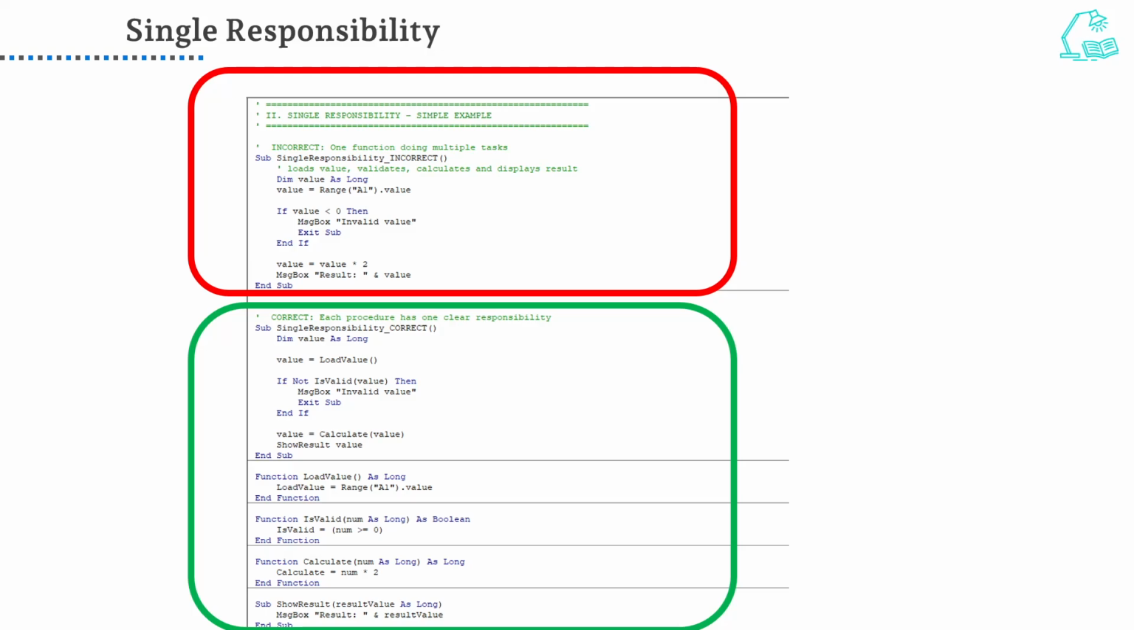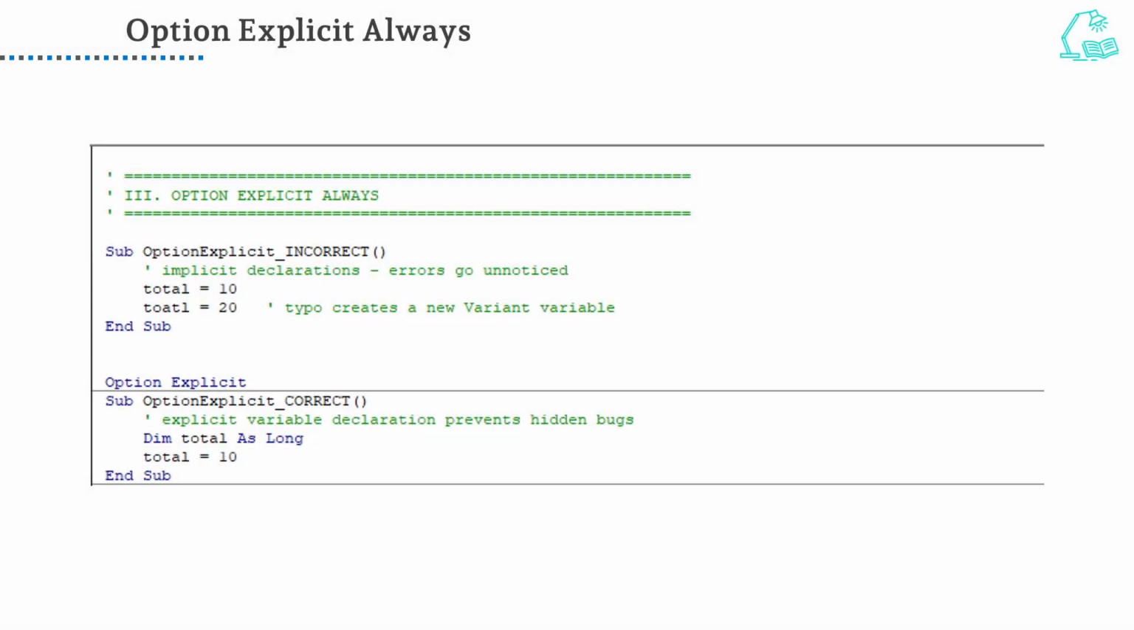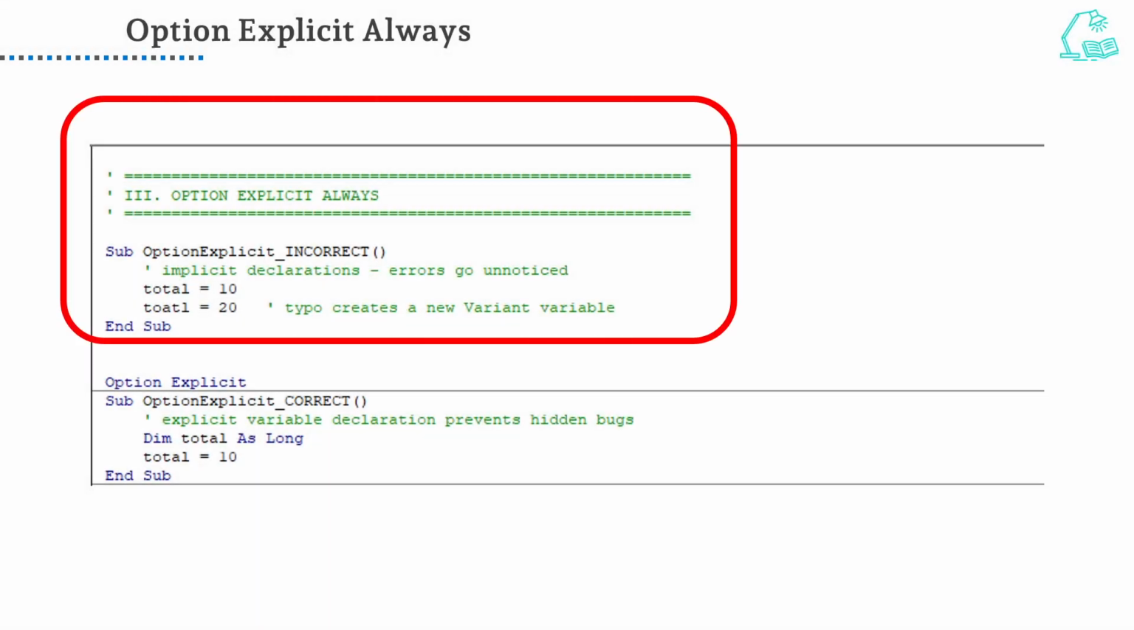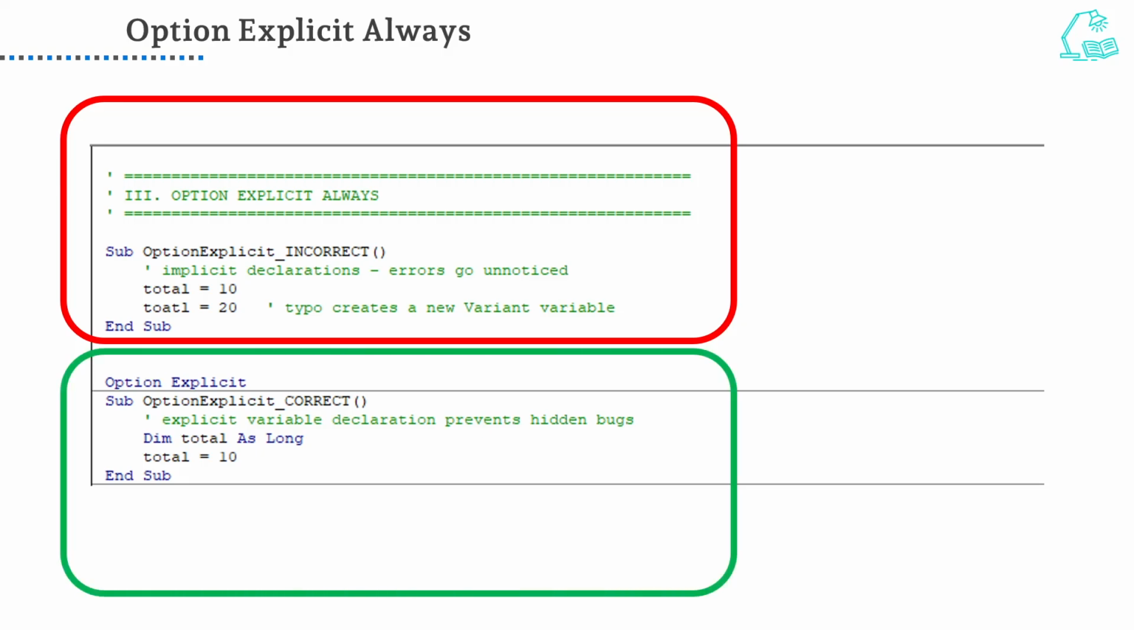Option explicit always. In the incorrect example, the variables total and totl are both used, even though totl is a typo. VBA treats them as 2 separate variables because there is no explicit declaration. In the correct example, the variable total is declared using dim, which prevents accidental creation of unintended variables. This demonstrates why enforcing declarations is essential for catching mistakes early.